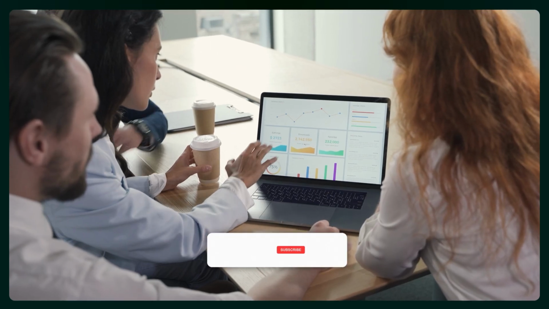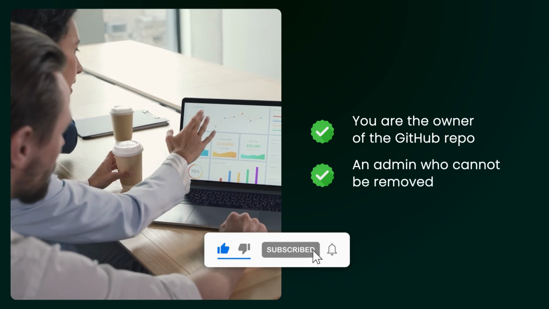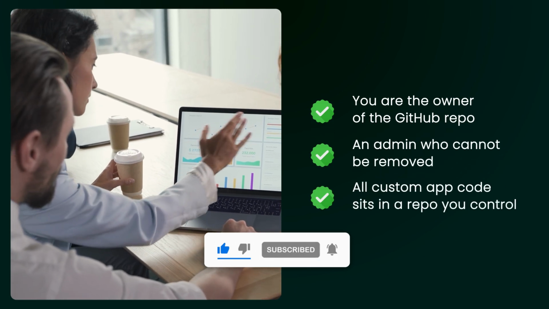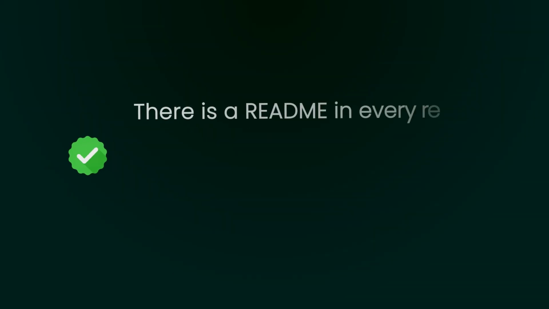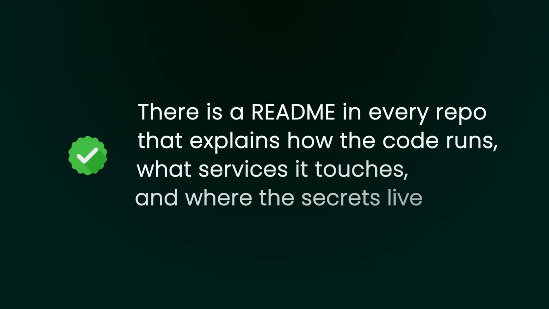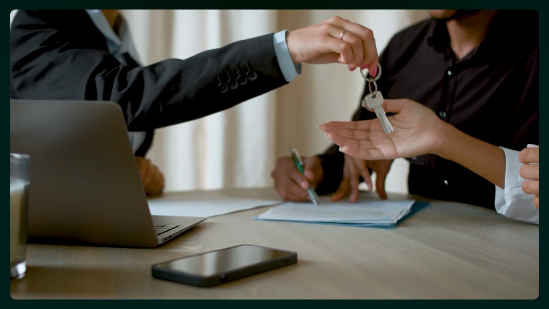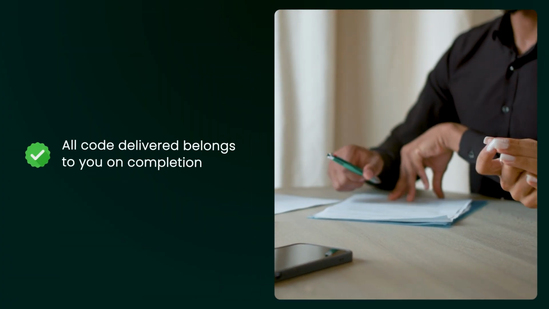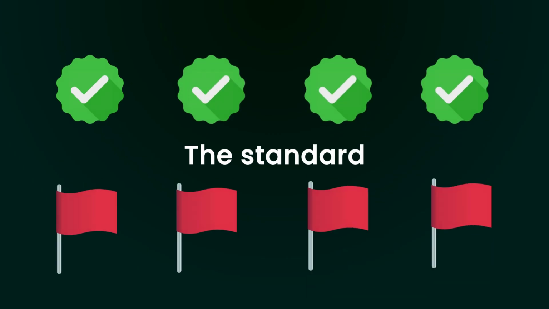Here is what proper ownership looks like. You are the owner of the GitHub repo, or at a minimum, an admin who cannot be removed. All custom app code sits in a repo you control. You have the deployment credentials. There is a README in every repo that explains how the code runs, what services it touches, and where the secrets live. And your development contract states in writing that all code delivered belongs to you on completion. Not licensed, owned. That is the standard that the good agencies work towards.